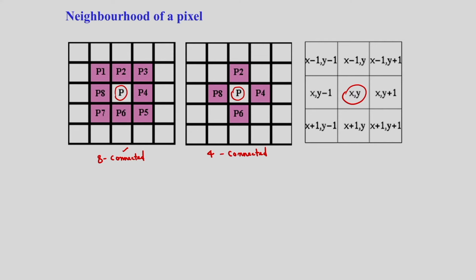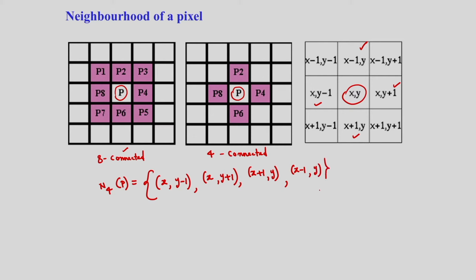The 4 connected neighborhood I can write like this, as N4 of p. This pixel I have to consider, this pixel, this pixel, and this pixel. That means it will be x, y minus 1, that is one pixel, x, y plus 1, x plus 1, y, and x minus 1, y. So this is the 4 connected neighborhood. Similarly, you can define the 8 connected neighborhood. So the first is the 4 connected neighborhood, the second one is the 8 connected neighborhood.